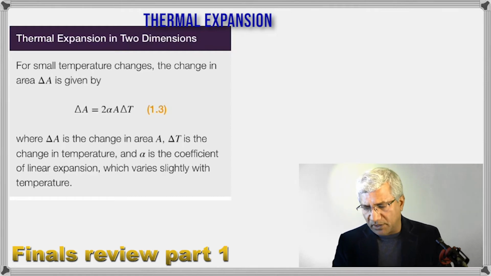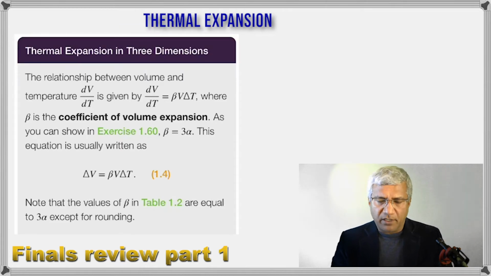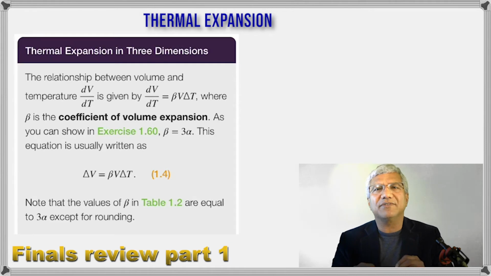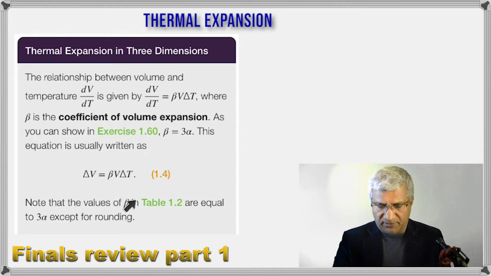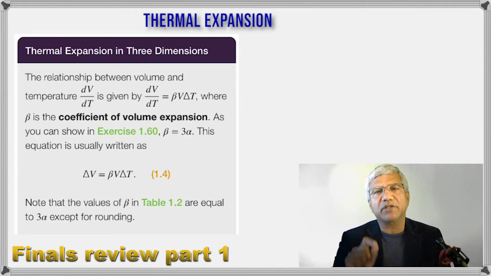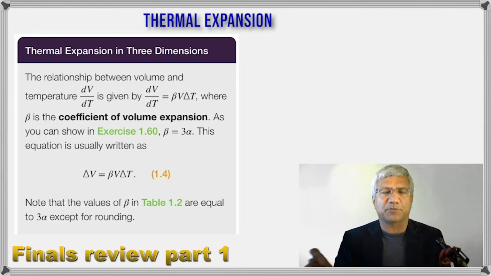When we come to change in volume, this is more in relation to liquids and gases. Liquids and gases undergo a change in volume. So here you have beta times the volume times change in temperature. Now, beta is called the coefficient of volume expansion. The coefficient of volume expansion is 3 times alpha, so it is 3 times the coefficient of linear expansion.